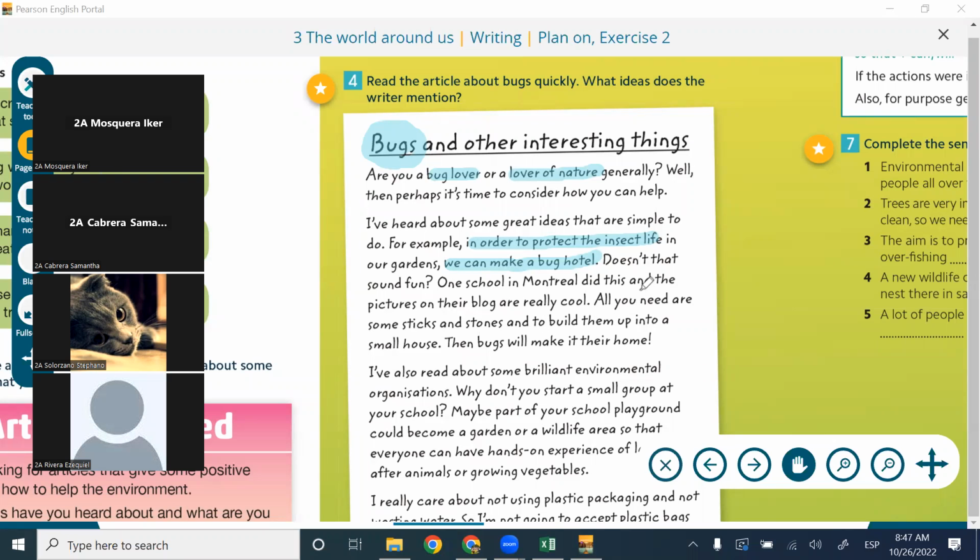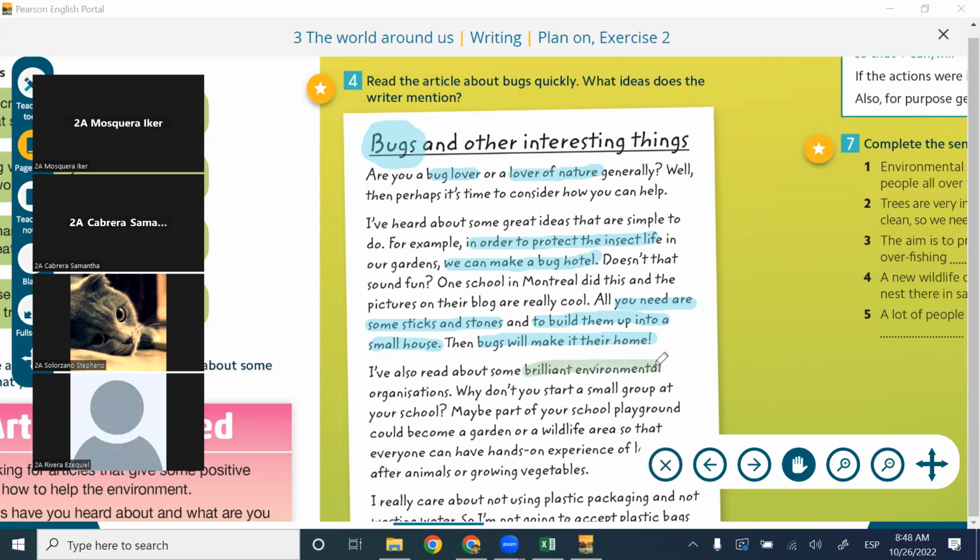What do you need for that? What is the example in Montreal? You need some sticks and stones. Okay, for what? To build them up. And what is that going to be? The bugs will make it their home. Okay, continue. What other ideas do we have in this section?